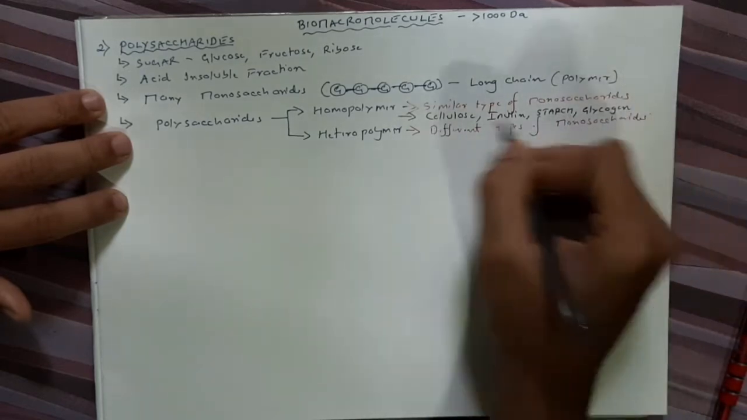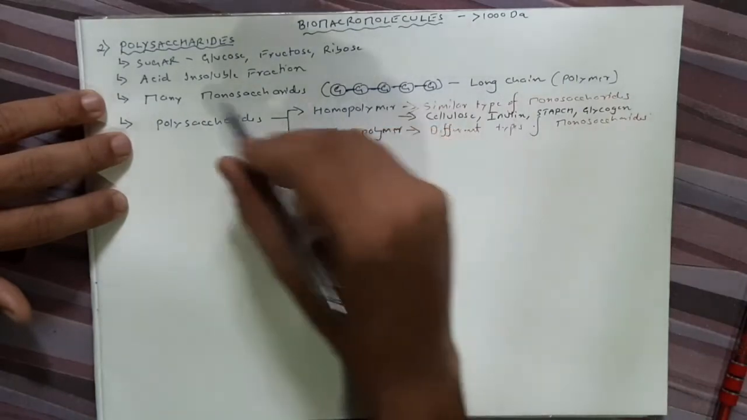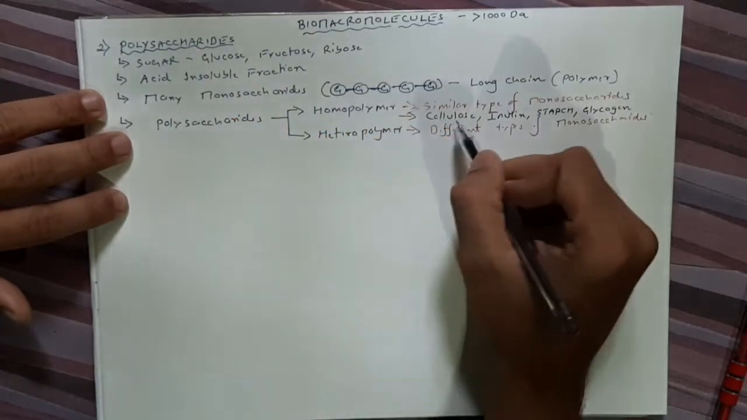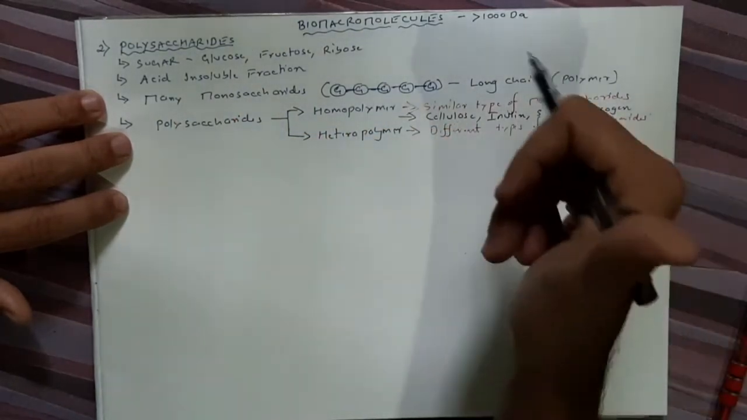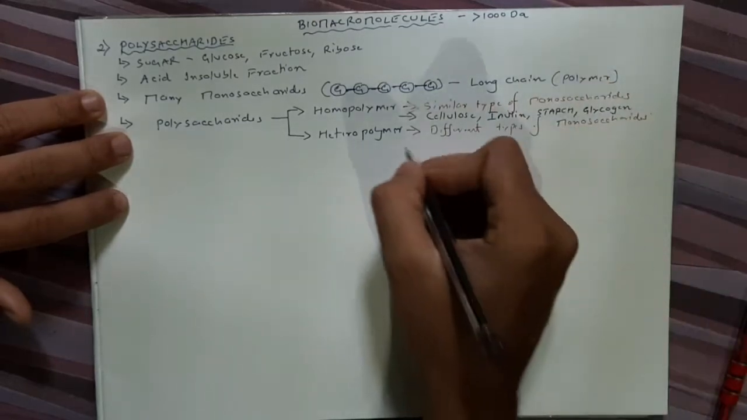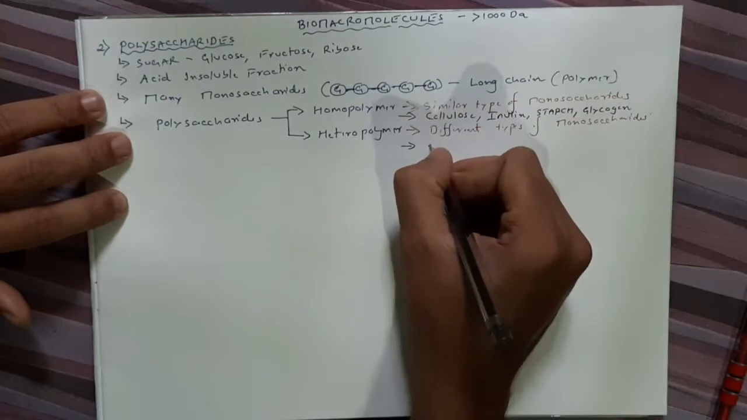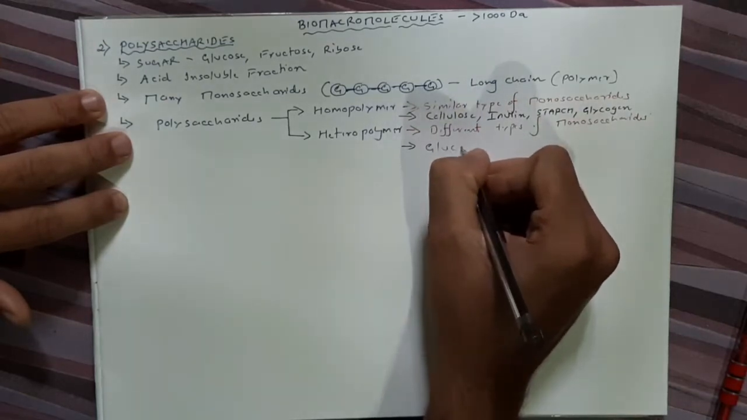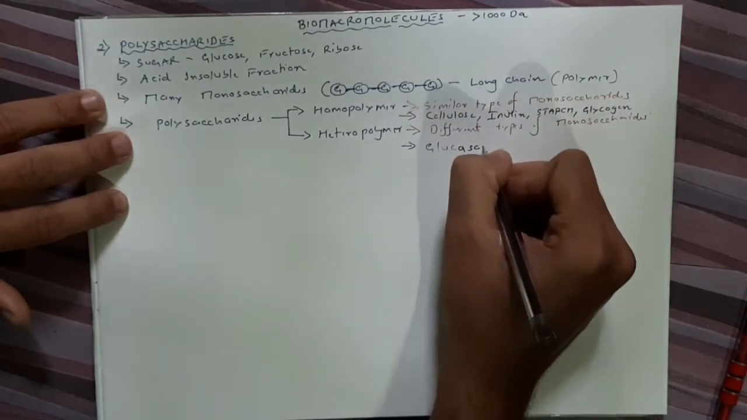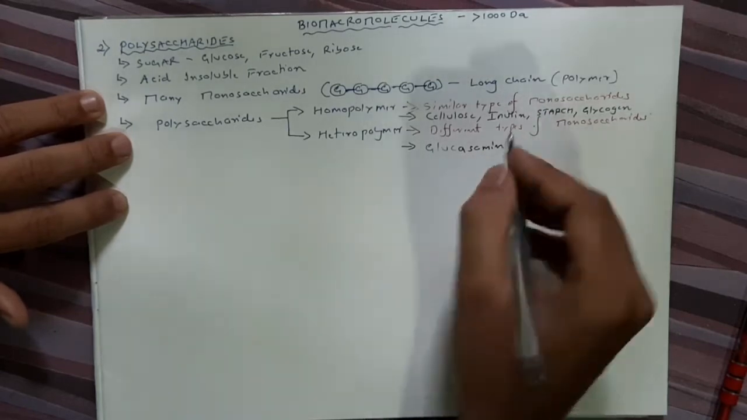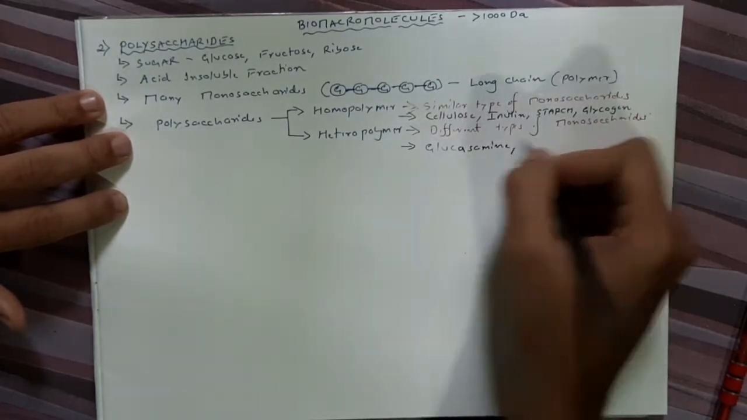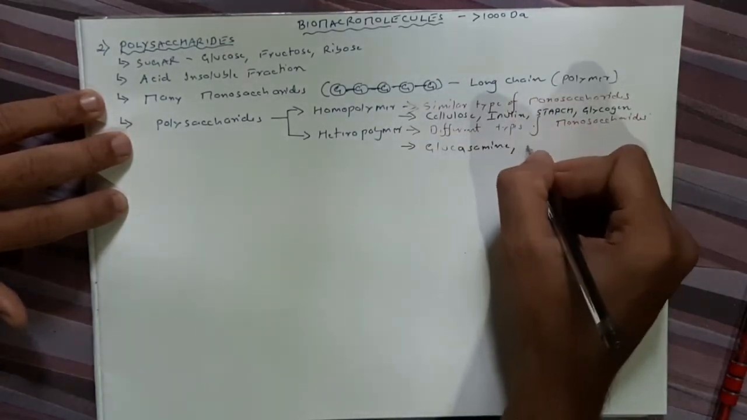Okay, so these are the 4 examples for homopolymer. Remember, you get a question: polysaccharide, which is a homopolymer? Cellulose, inulin, starch, glycogen. Done. Okay, so next one is a heteropolymer. Let me just give you the example. Glucosamine is one example here for heteropolymer. I just write one more.